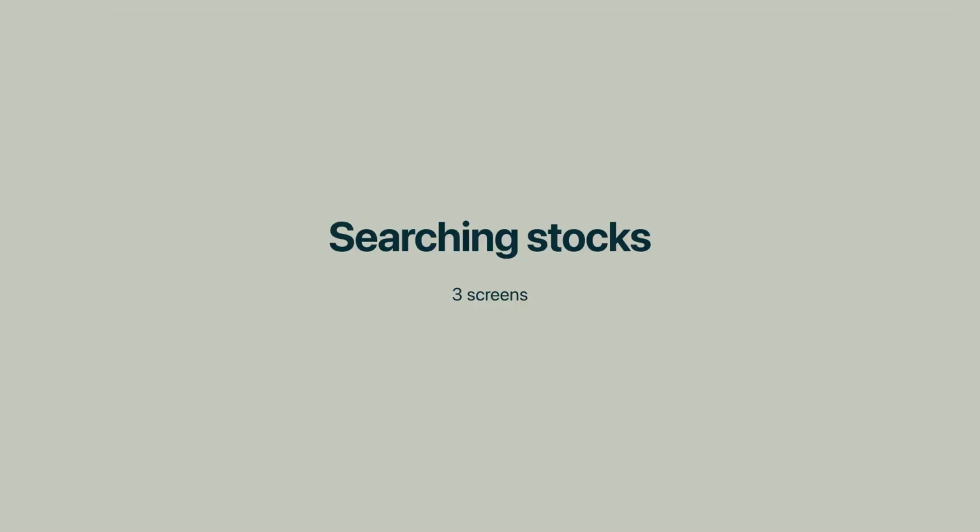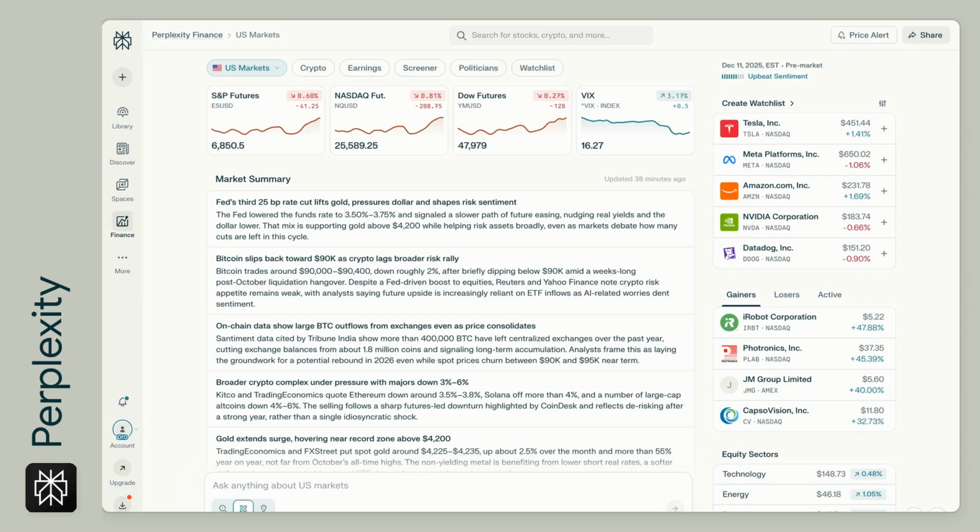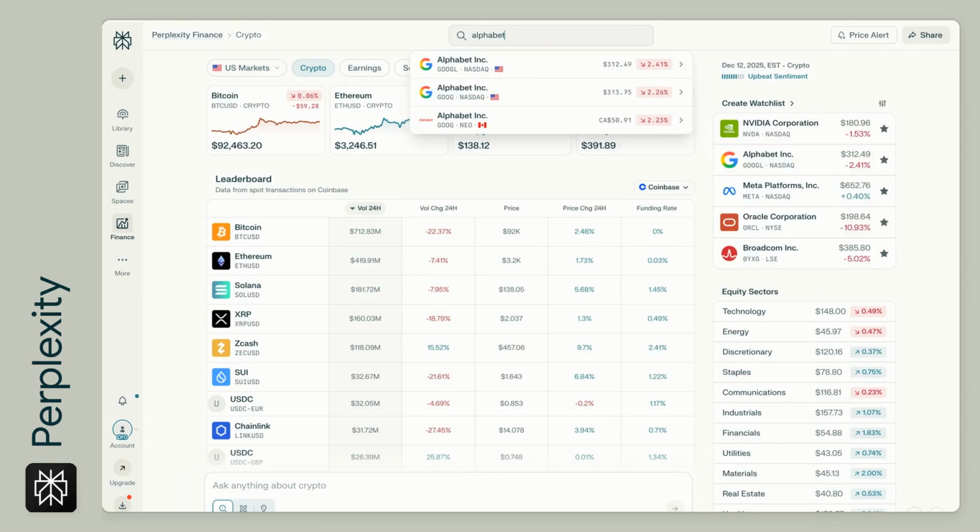Now let's explore the next topic, searching stocks. Explore market indices, then switch to the Crypto tab. Type in the search field. Finally, view the drop-down results for company stocks.